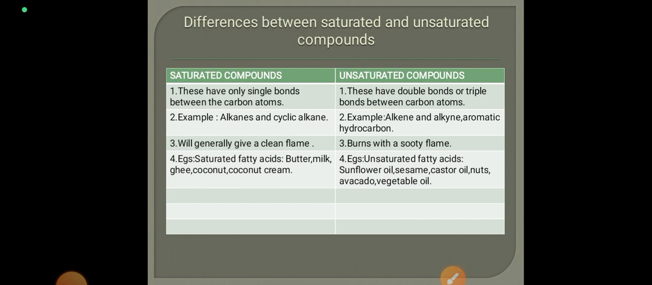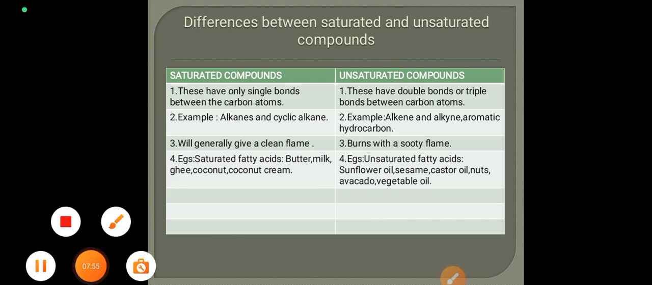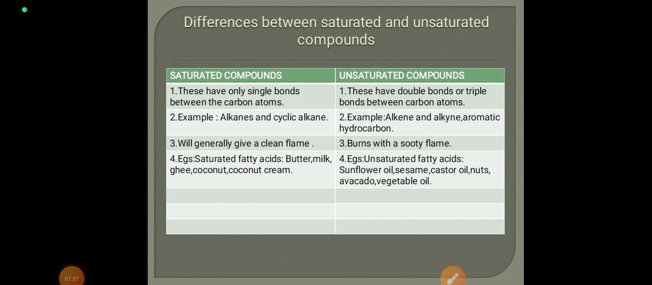Whereas unsaturated compounds, for example if you burn camphor or even a piece of wood, mainly give a sooty flame because they are primarily made of unsaturated carbon compounds. And the fourth difference is the examples: some examples for saturated compounds would be saturated fatty acids like buttermilk, ghee, coconut cream. And for unsaturated fatty acids, it would be most of the oils and nuts, and also avocado. So this is all about the difference between saturated and unsaturated. Thank you.